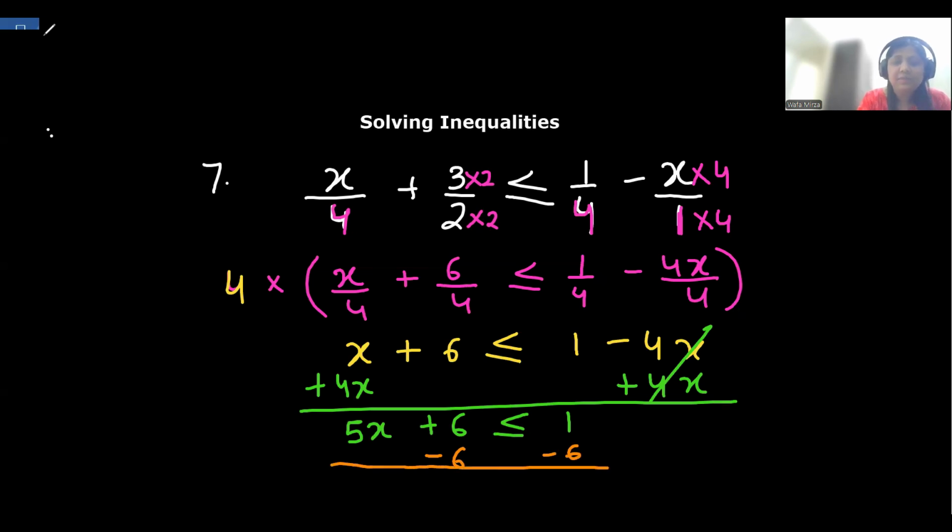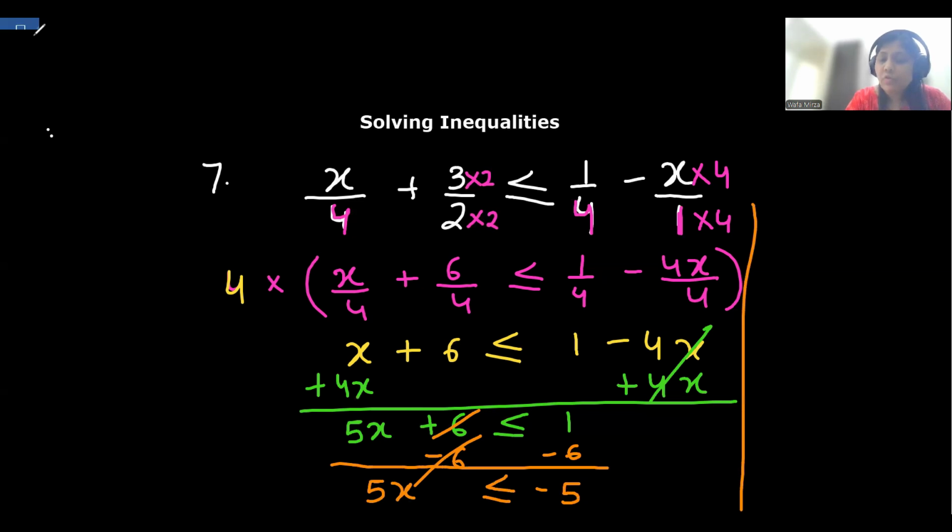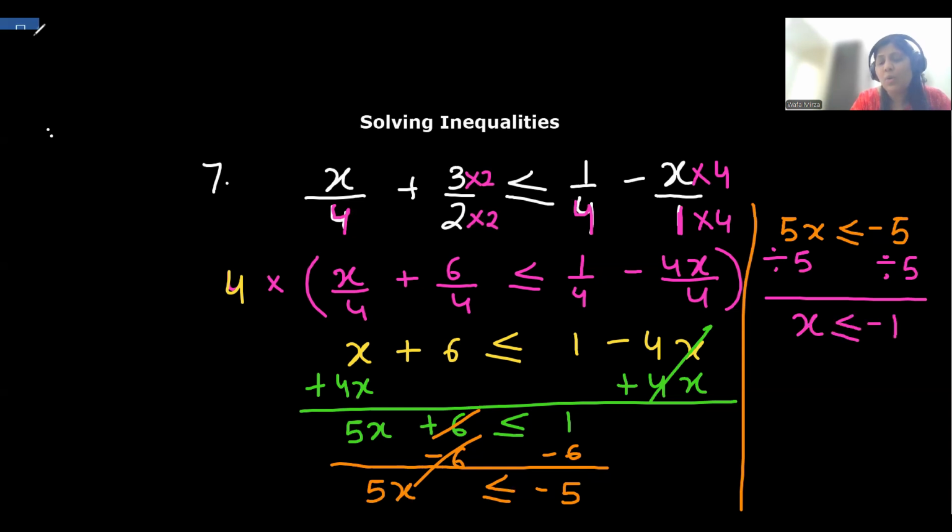I have very little space now. So 5x will be less than or equal to, plus 6 minus 6 will cancel out, 1 minus 6 will be minus 5. So 5x is less than or equal to minus 5. Lastly, I will divide both sides by 5. So 5 divided by 5 will be 1, and 1 times x is x. So x is less than or equal to negative 1.